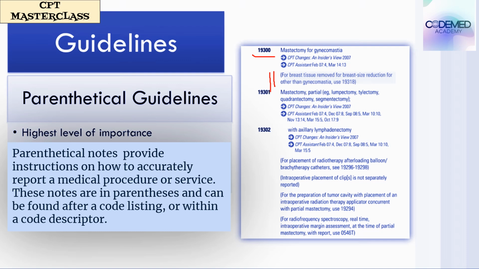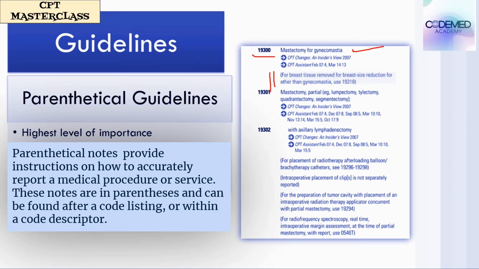What is this guidance? They have said that the code 19300 is a mastectomy, that is removal of the breast, for gynecomastia. Gynecomastia is basically the enlargement of the breast in the male. And if they have done the mastectomy for that, I can use the code 19300. But if there is a breast tissue removal or breast size reduction for other than gynecomastia, that means the same thing done for the female breast or not for gynecomastia cases, then I have to use the code 19318. So this is very important information for me.